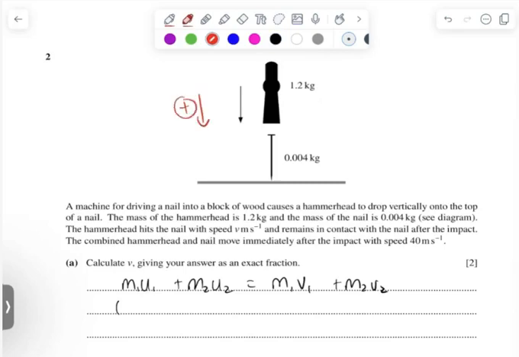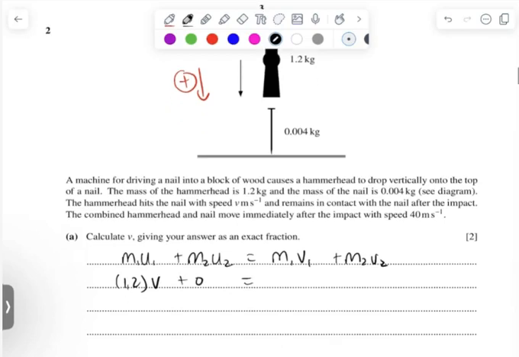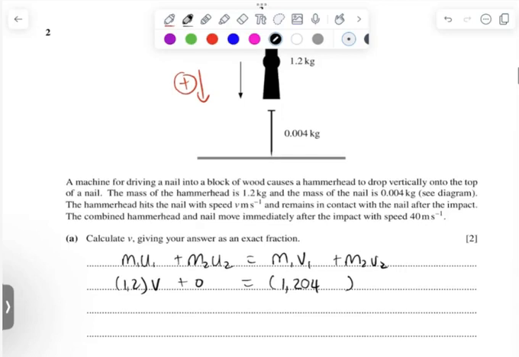Whenever you're doing a momentum question, you must pick a direction that is positive. We don't know with what speed it hits it, but it hits it at V. Then my nail, I'm going to just say it's got no momentum initially. And then here, I should have actually combined these. 1.204 is going to be my total mass if I add those two together. And that is with a velocity of 40 meters per second.